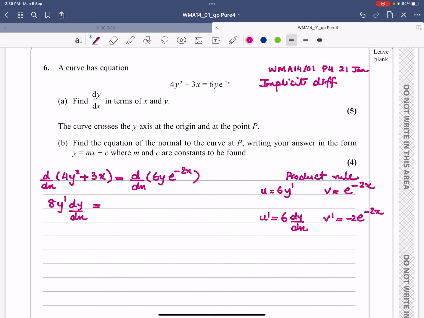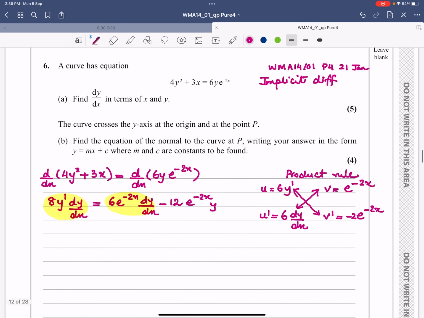Now I need to multiply these two together. So I have 6 into e to the power of negative 2x dy by dx. And I'm going to multiply these two together now. So I have minus 2 into 6, which is minus 12, and e to the power of negative 2x and y. So I'm going to bring my terms that contain dy by dx, one term this one and the other term this one, on the same side of the equal to sign.